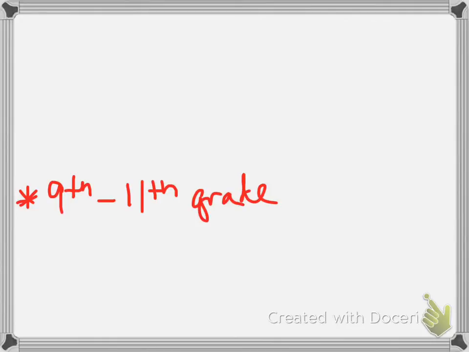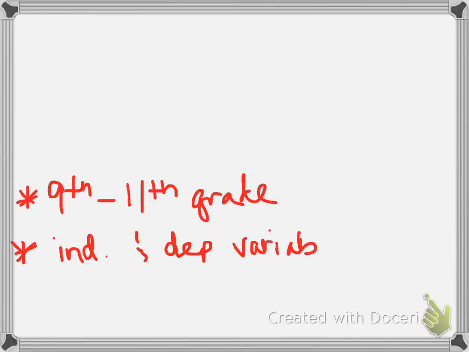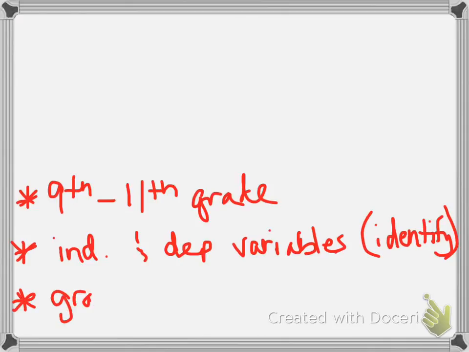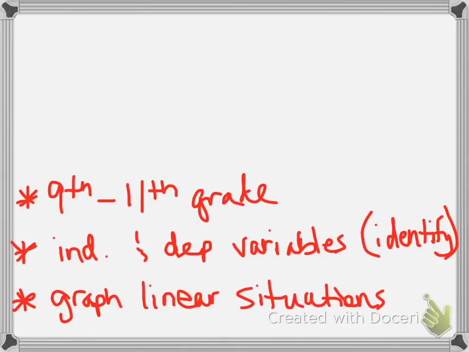So if you want to Google something on this, you're looking at probably a 9th to an 11th grade level, and you're looking for independent and dependent variables and identifying them. And you could also be looking at graphing linear situations if you wanted to strengthen your knowledge of these.